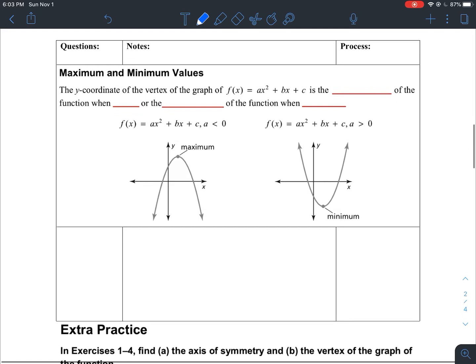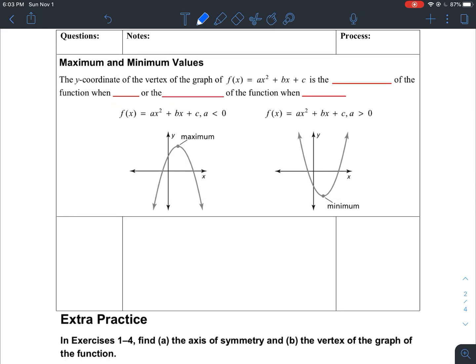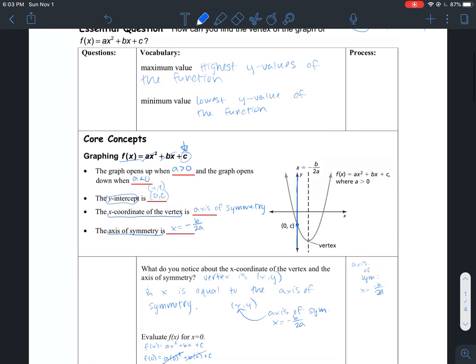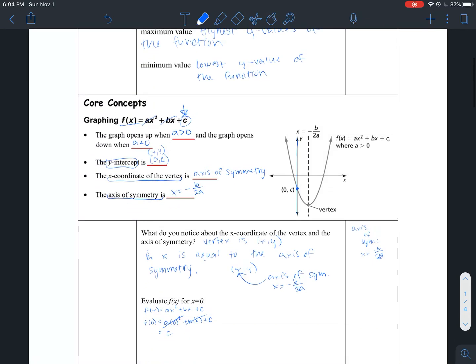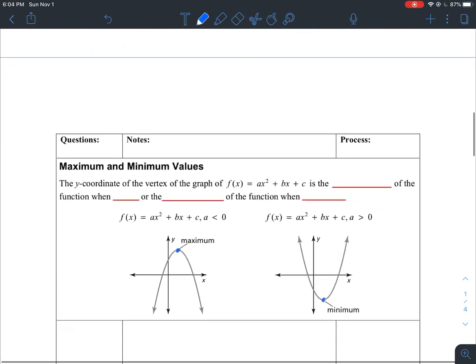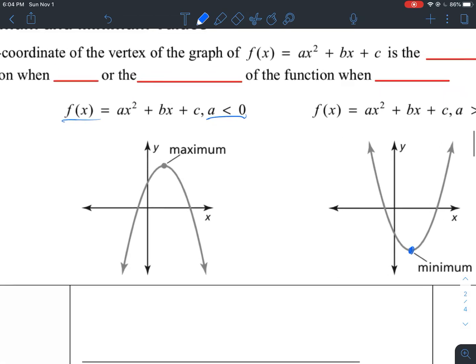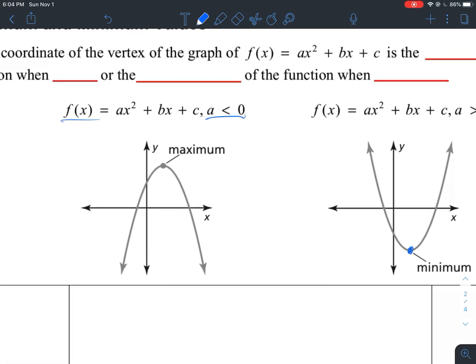Okay. So now let's talk a little bit more about the minimum and maximum values that we were talking about earlier. So the y-coordinate, right here you can see the max and the minimum value. And remember how we defined the maximum value as the highest y value and the minimum value as the lowest y value. So if a is less than 0 in your function, you're going to open downward, which means you will have a highest y value, and we call that y value the maximum.